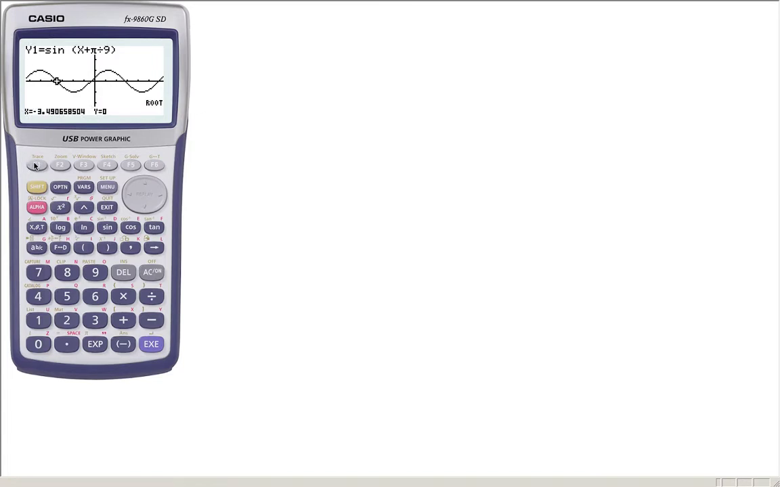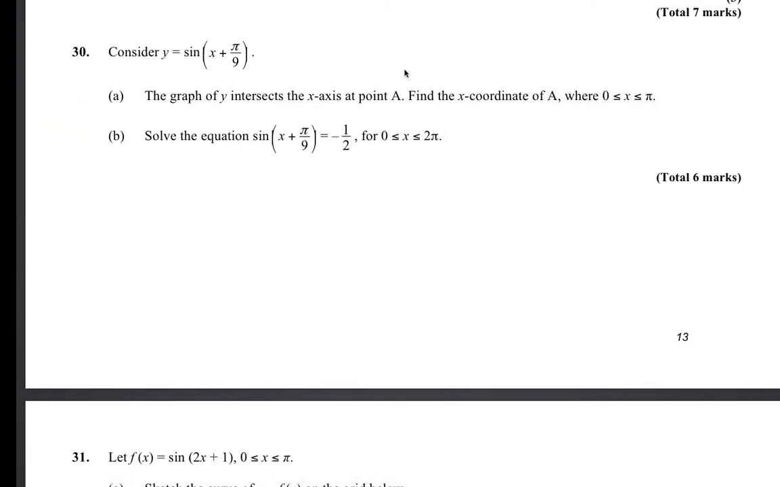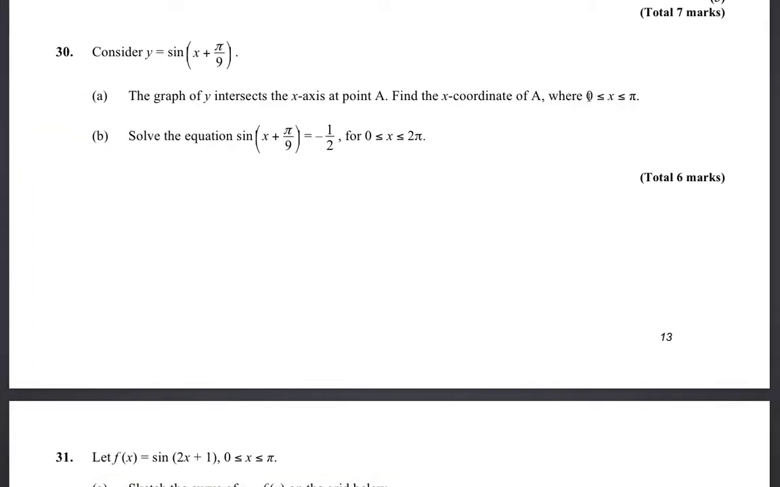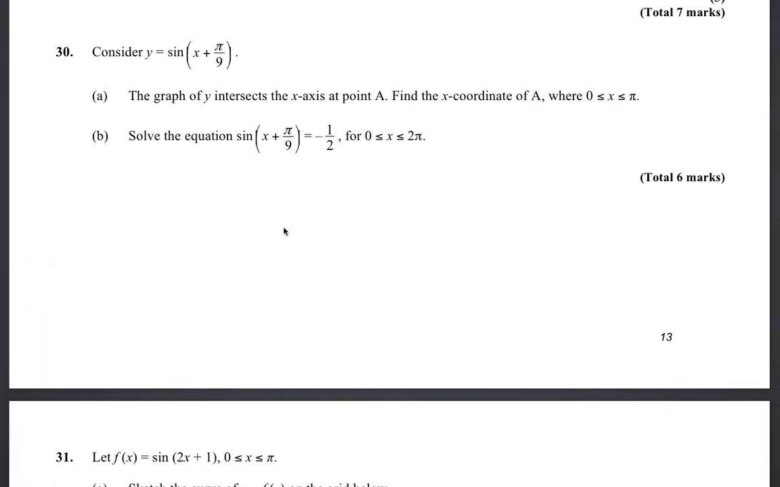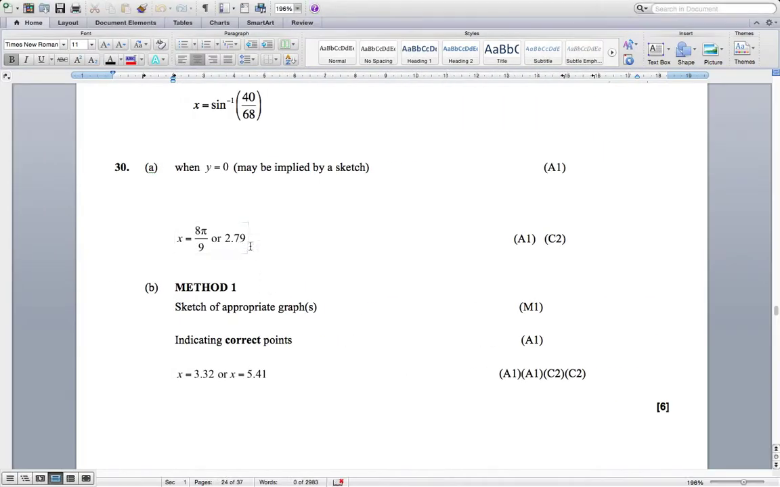Now, it's given very clearly that x lies between 0 and pi, isn't it? So, we're talking about between 0 and 3.14. So, this is not the answer. Not this. 2.79. Yes, this is the answer. Okay, so the answer for the first question is 2.79. So let me check. That's correct, 2.79. So you get 2 marks for this.